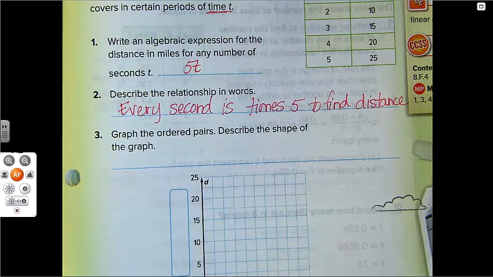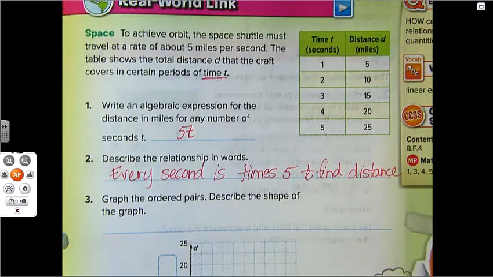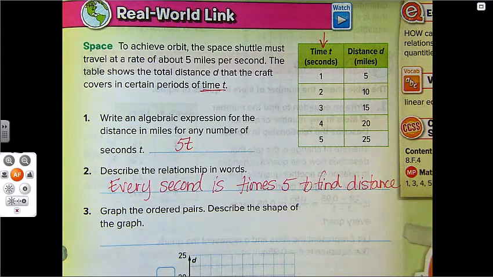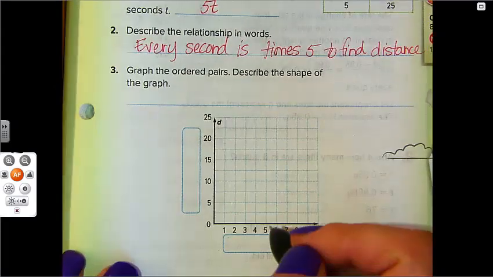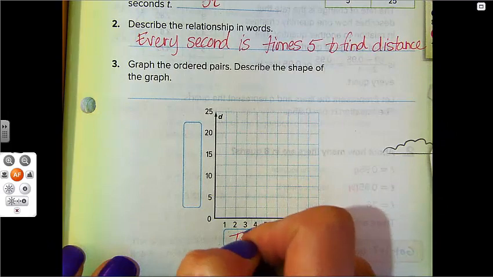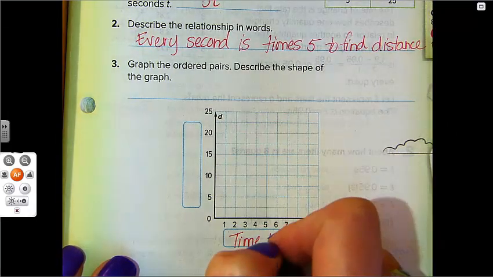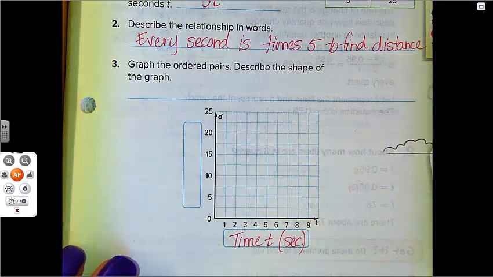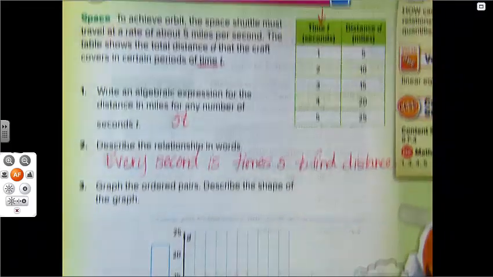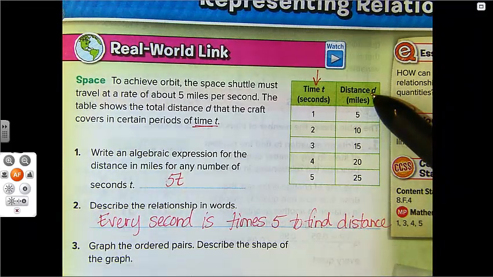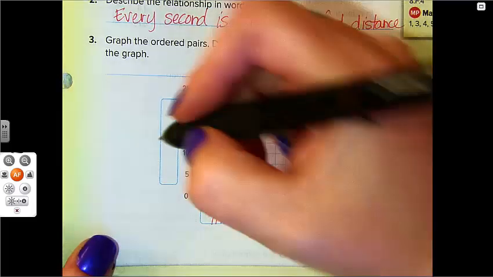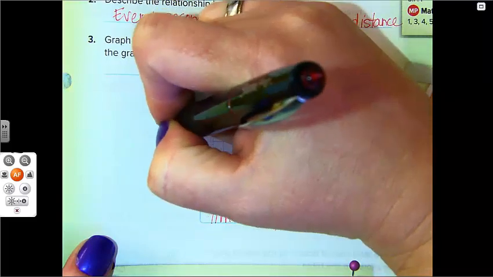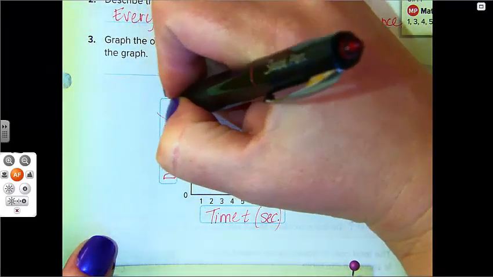Now it says graph the ordered pairs. Well, hopefully you remember that whatever's in the first box is going to be your x. So my x-axis is going to be time. So I'm going to go ahead and label that time. And it's the variable t, and that's in seconds. Okay, so then that leaves my other box, the distance, as my y. So I'm going to go ahead and label that. So this side box is going to be distance by the variable d, and it's in miles.